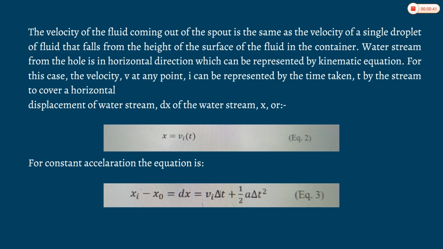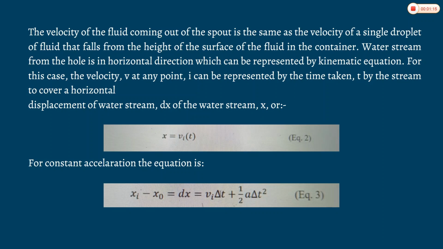Next, the velocity of the fluid coming out of the spout is the same as the velocity of a single droplet of fluid that falls from the height of the surface of the fluid in the container. The water stream from the hole is in a horizontal direction, which can be represented by a kinematic equation. In this case, the velocity vi at any point can be represented by the time t taken by the stream to cover the horizontal displacement x of the water stream.